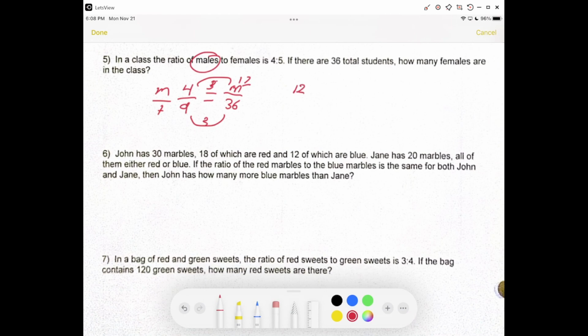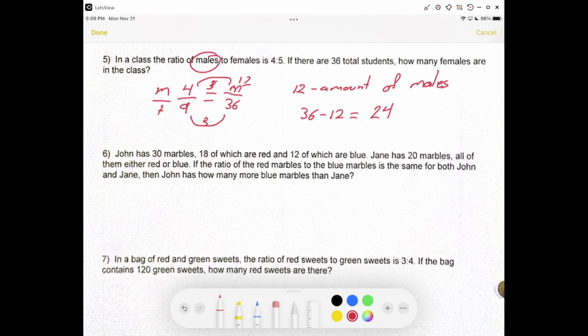And in order to find the females now, we simply have to subtract it from the whole. So the amount of males, let me write that down, we simply have to subtract that from 36. So 36 subtracted by 12, and the answer to this is 24. So there would be 24 females.